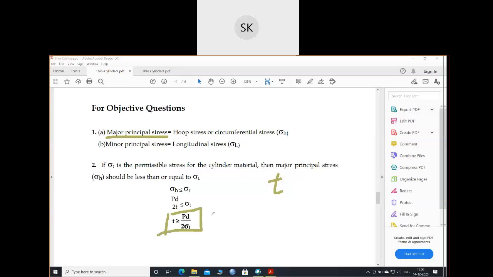This means that the thickness should always be greater than or equal to PD by twice sigma t. If your thickness is less than this value, then your cylinder will fail. So when this question comes in the designing part, and they ask you for the thickness up to which your cylinder won't fail, and they give you the permissible stress also, you have to use this formula to find the thickness. Okay, understood?